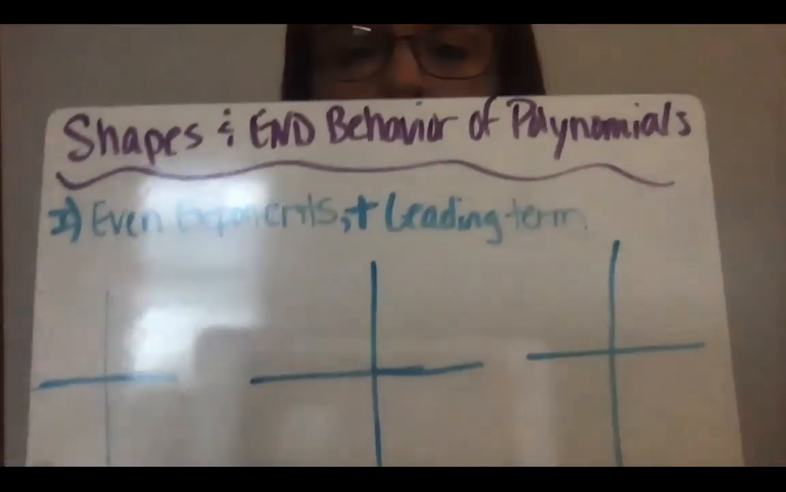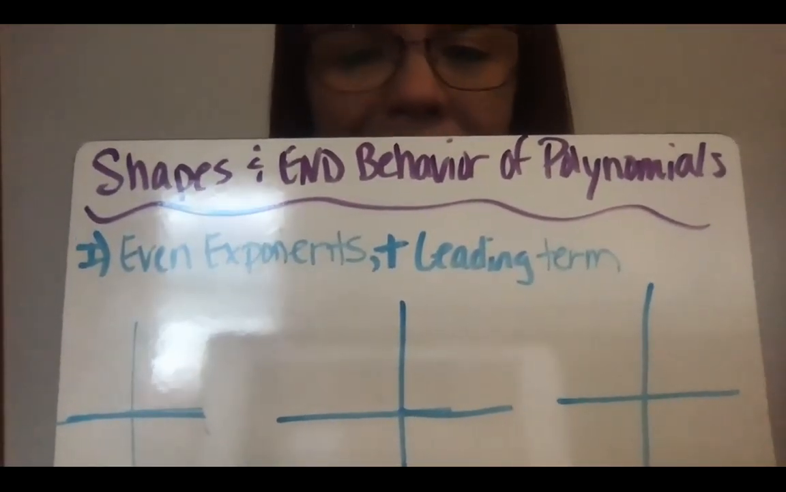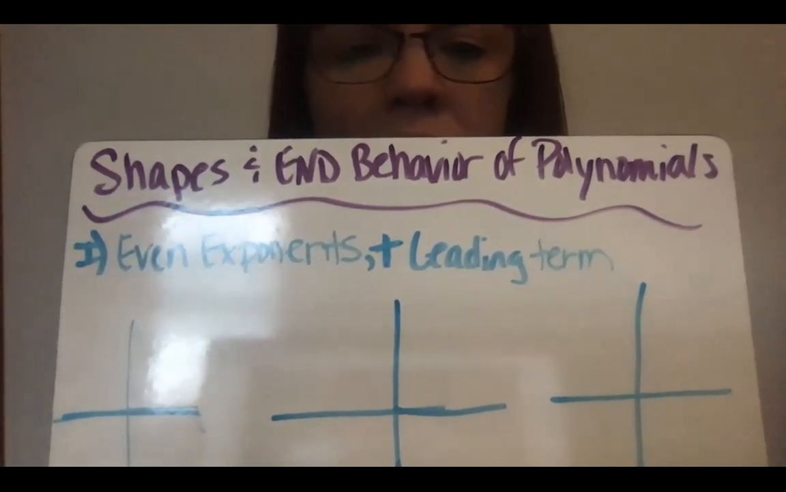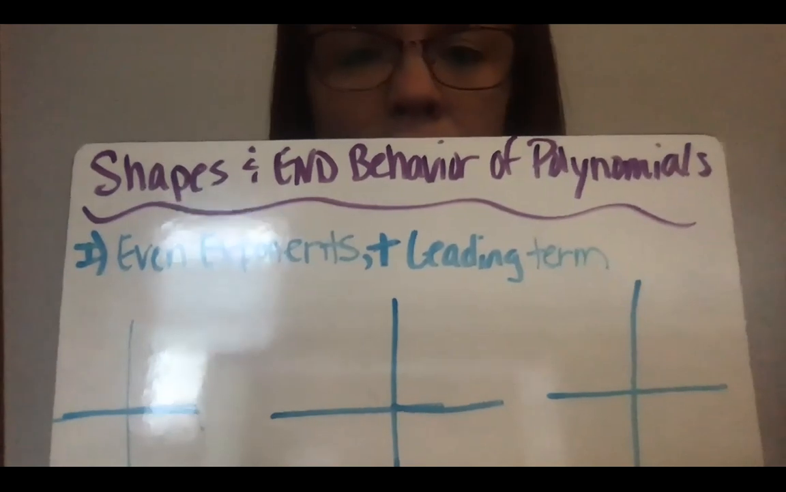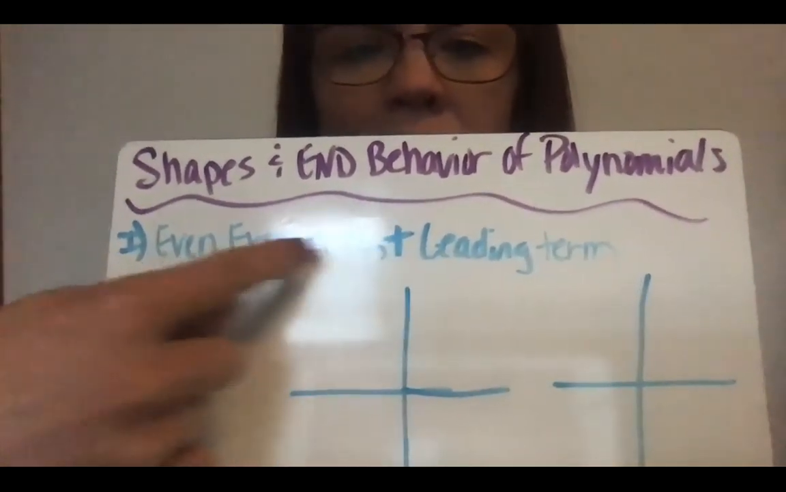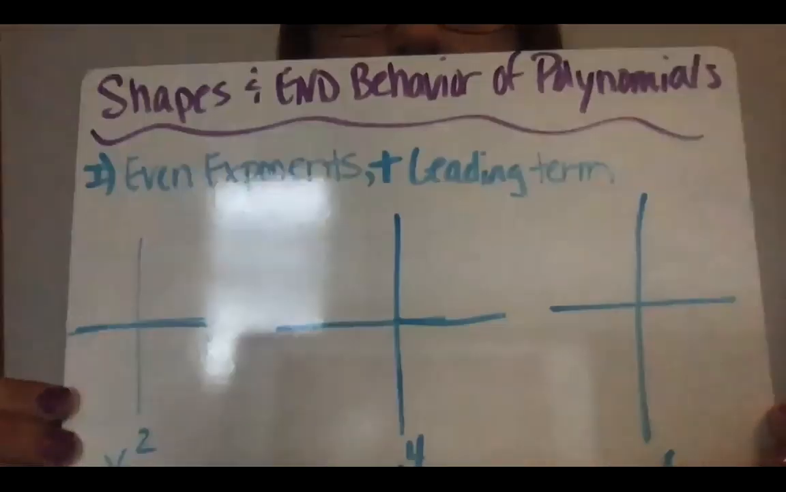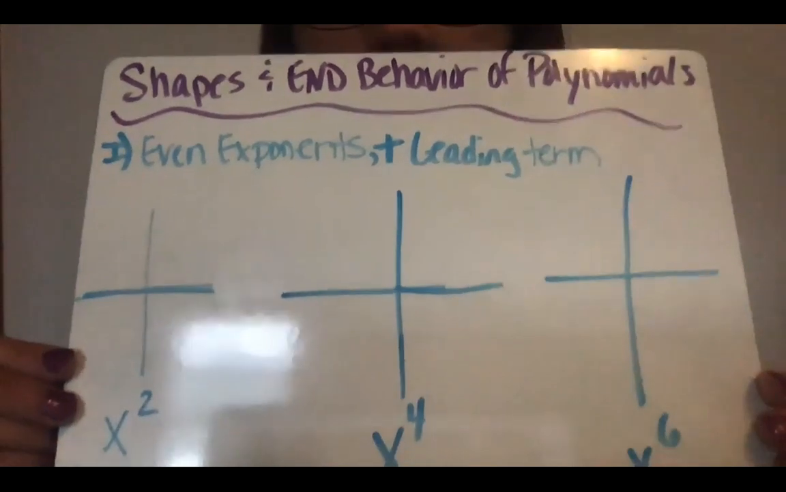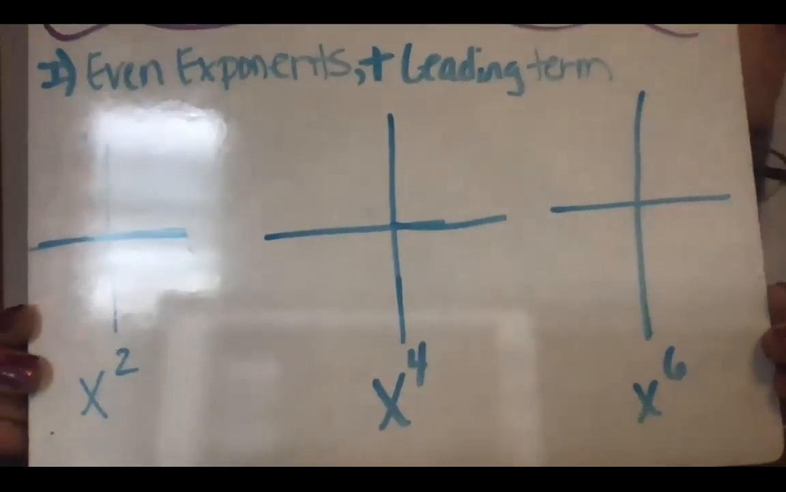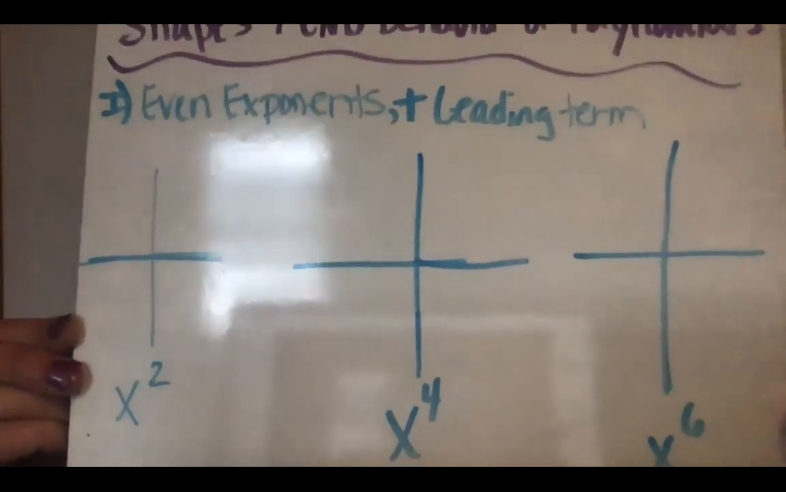So what I would do here is write down the first topic. Our first topic is we're going to look at just even exponents, and then when the leading term is positive. So that's supposed to be a plus sign right there. Okay, even exponents when the leading term is positive. And then I would just draw 3 pretend xy axes, and you're going to label them with x squared, x to the 4th, and then x to the 6th.